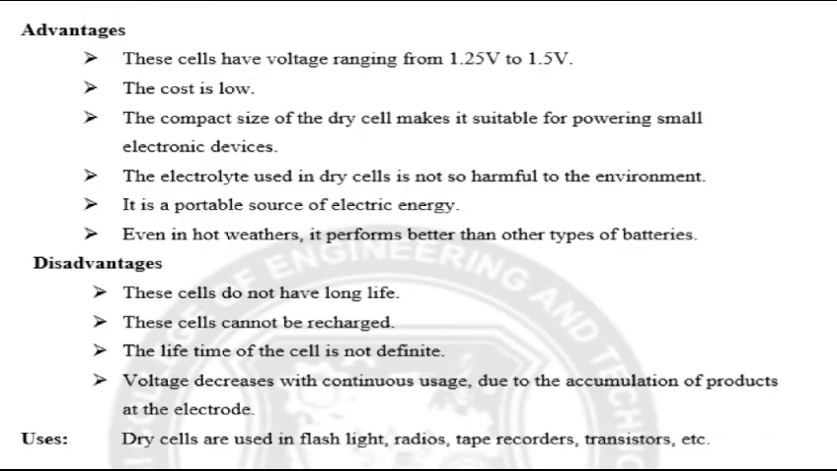And what are the advantages? These cells have a voltage ranging from 1.25 to 1.5 volt. The cost is low. The compact size of the battery makes it suitable for powering small electronic devices. The electrolyte used in dry cell is not so harmful to the environment. It is a portable source of electrical energy. Even in hot weather, it performs better than the other batteries.